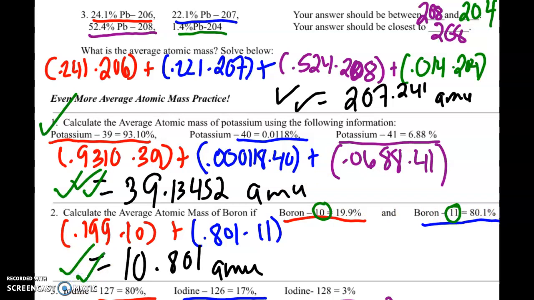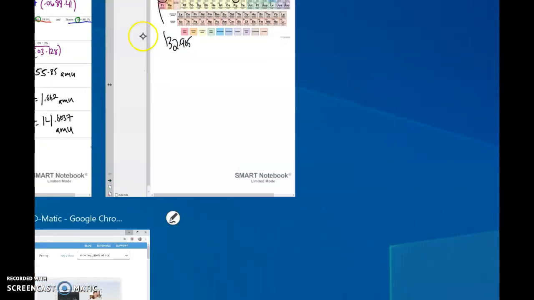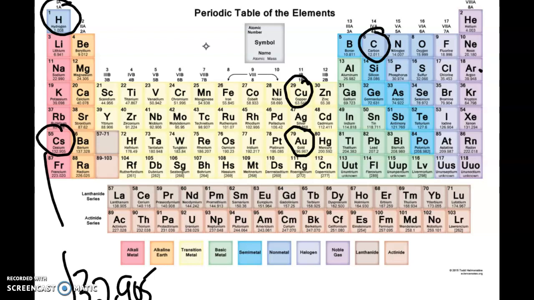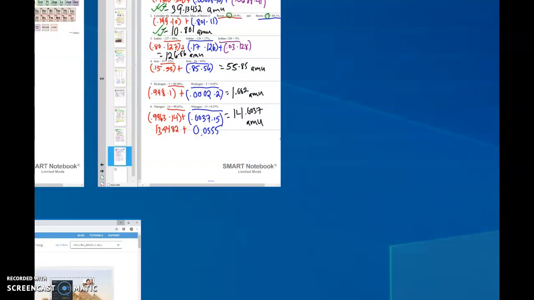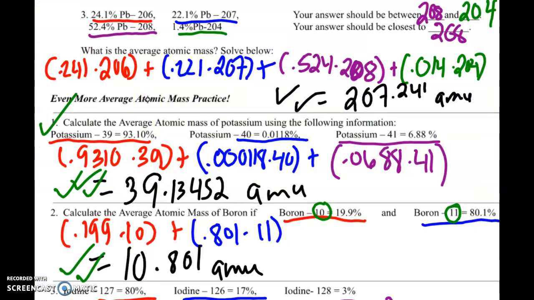Yes. And my last check now is to look at the periodic table and find boron. And the average mass of boron is 10.811. So let's see, is that third and final check, 10.811? Yeah, I'm really close. Number 2 is all good.